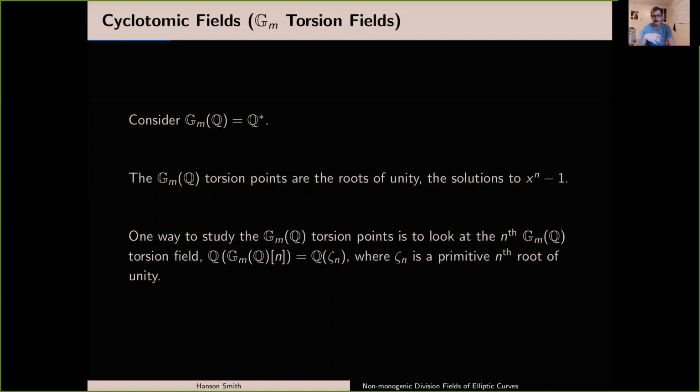And this is called the nth cyclotomic field, or in analogy with something I'll talk about a little later, the nth GM torsion field. And what does this field look like? Well, it looks like Q adjoin zeta n, where zeta n is a primitive nth root of unity.